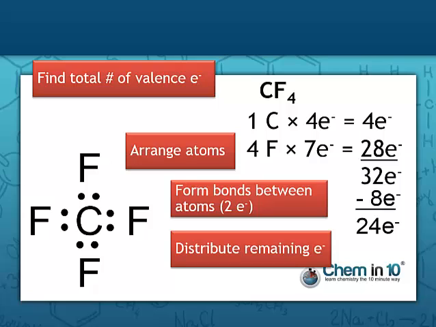Carbon already has a full octet, so let's fill up the fluorines. I just filled it up with 24 electrons, and this is our Lewis dot structure for carbon tetrafluoride.